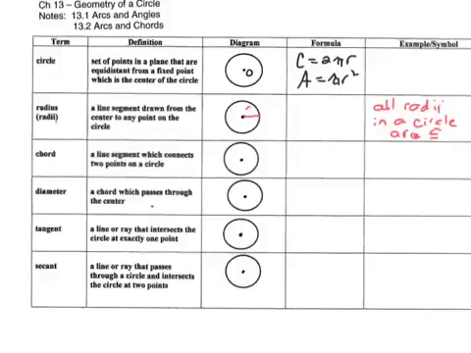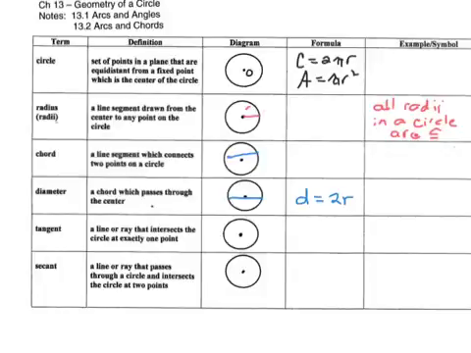Okay, a chord might be new. A chord is a line segment which connects any 2 points on a circle. Any of them. So a chord is a line segment that begins and ends anywhere on the circle. Now a special chord is the diameter, a chord which passes through the center. So that is the longest chord in a circle. It passes through the center, and we know the diameter is 2 times the radius.